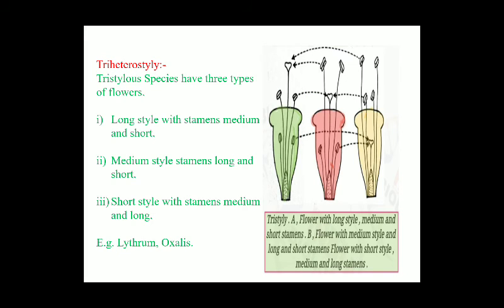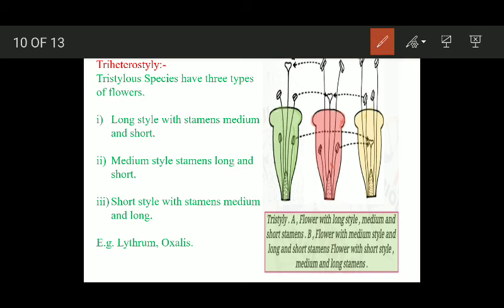Now, tri-heterostyly. What is tri-heterostyly? It means a plant species has three types of flowers. What are these three types? The first one has a long style, so the stigma is positioned at the top, and it possesses one group of stamens which are medium and another group of stamens which are short.